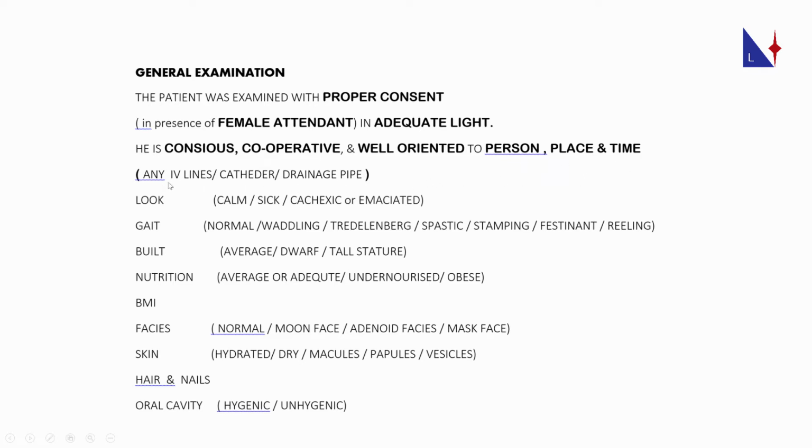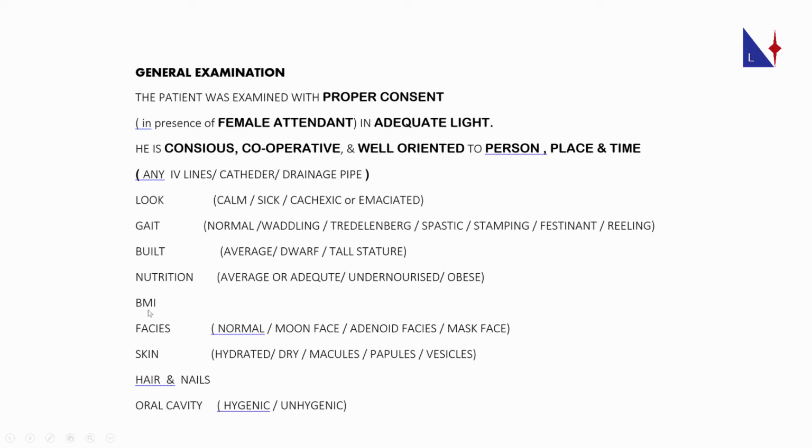Then we say about the general condition of the patient. Are they having some IV cannula or urinary catheter or some kind of drainage pipe coming out from their abdomen or somewhere else? Then coming to how they look. Do they look calm, sick, cachexic or emaciated, which is the case with cancer patients? Then their gait, which means how they walk, and if there is no abnormality in their walking, we say the gait is normal. Then their build. Build is actually the measure of the skeletal framework of the body, which means the bony structures, and build can be average or tall. We generally say the build is average. Then coming to their nutrition, are they adequately nourished or undernourished or obese?